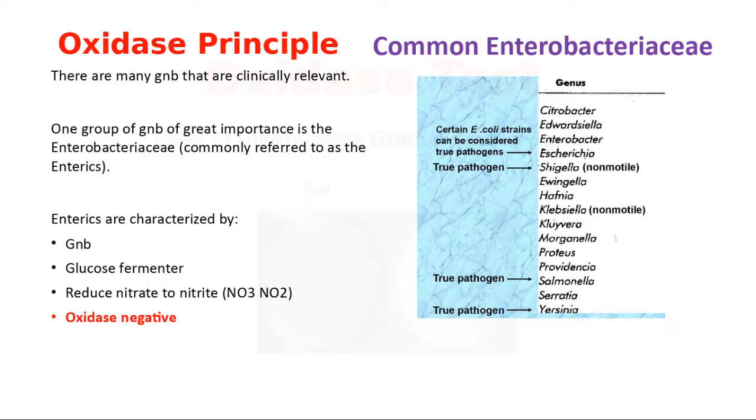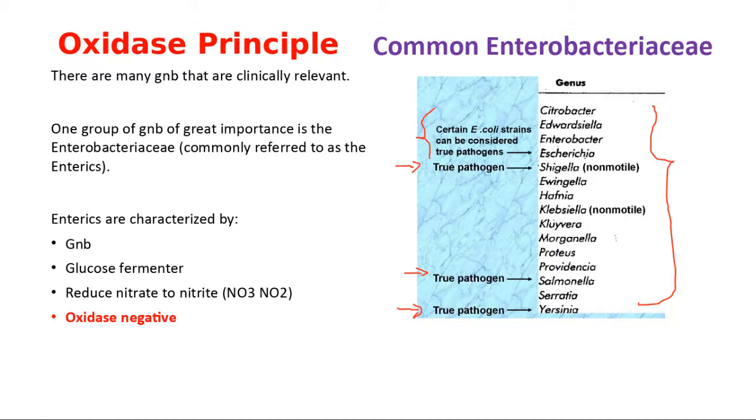So if we think about this, it's a real easy test to run, right? And these are some examples of the Enterobacteriaceae, the enterics. So you can see Citrobacter, Edwardsiella, Enterobacter, Escherichia, Shigella, Hafnia, Klebsiella, Morganella, Proteus, Providencia, Salmonella, Serratia, and Yersinia. So you can see that there are really only 3 true pathogens: Shigella, Salmonella, and Yersinia. Certain strains of E. coli are pathogenic, but not all. Most E. coli are not dangerous at all.